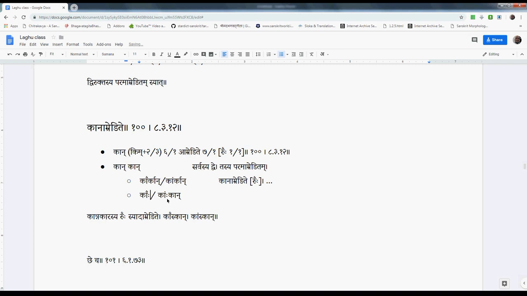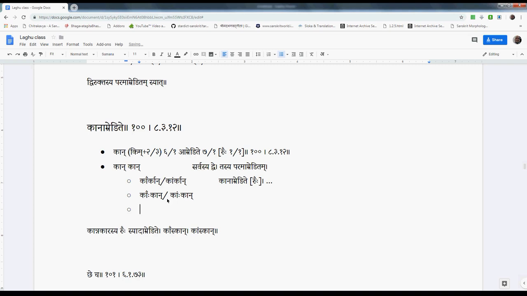Okay, let me write it this way. So both forms are clear, otherwise partially we have done. So either of these forms, and then what happens? Kharavasane or visarjaniya, that sutra will apply here.